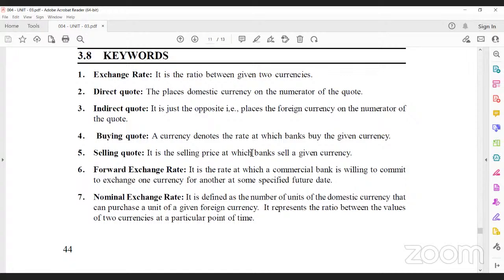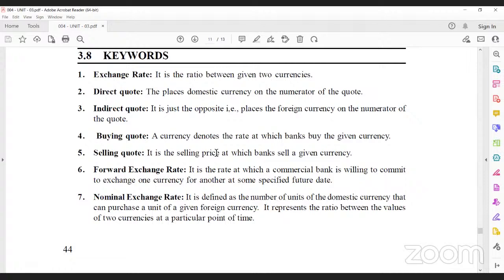Now, what is exchange rate? Exchange rate is always a ratio between two countries. Take the rate of currency of any two countries, and the ratio of both those currencies will be termed as exchange rate.